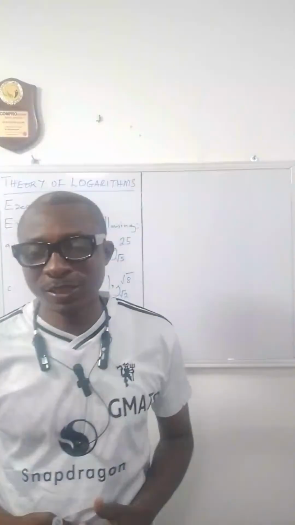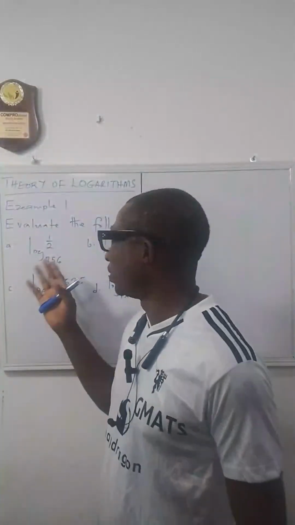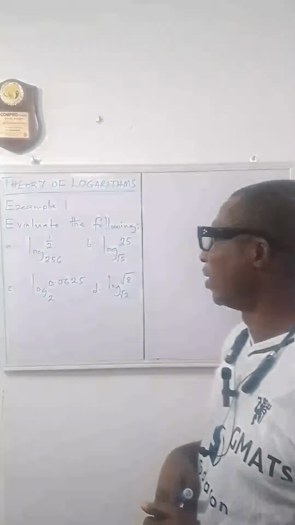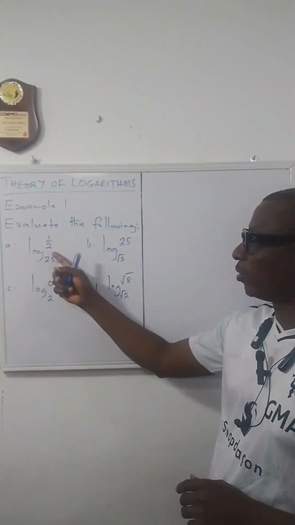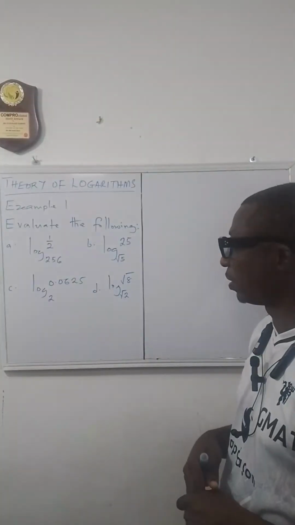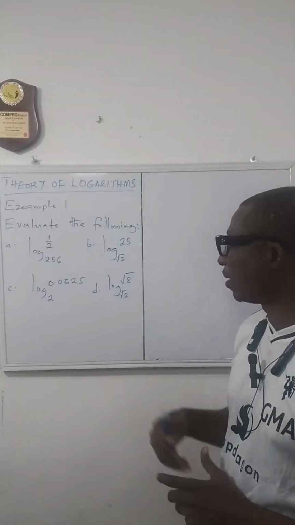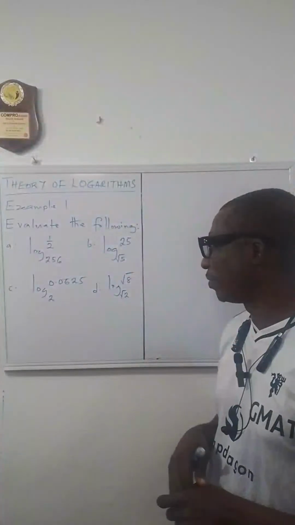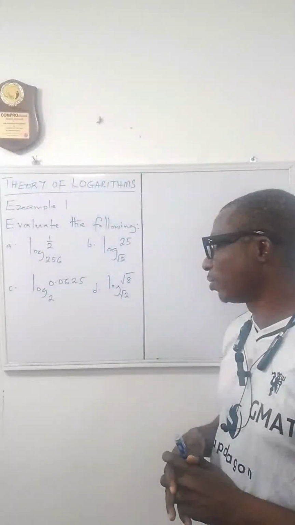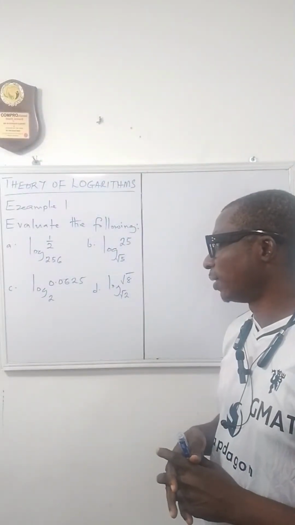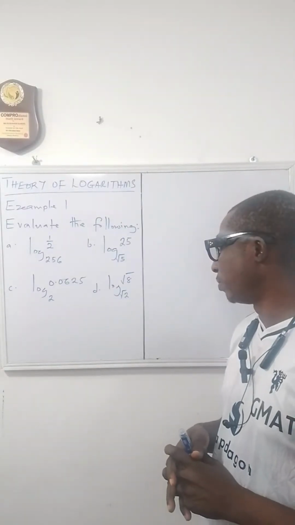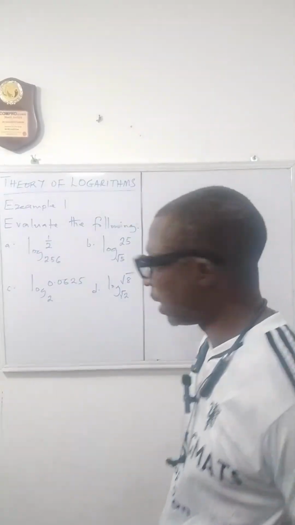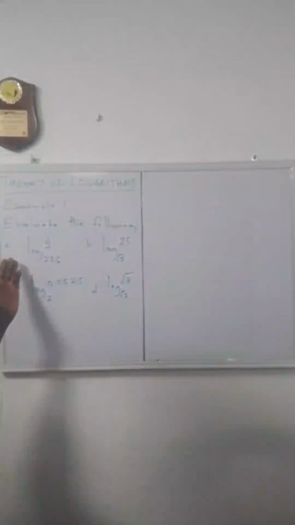Okay, thank you very much. We are going to start with this question here. You have to evaluate the following. So we have log 1 over 2 base 256, log 25 base square root of 5, log 0.0625 base 2, and log square root of 8 base square root of 2. Okay, so now how do we solve this?